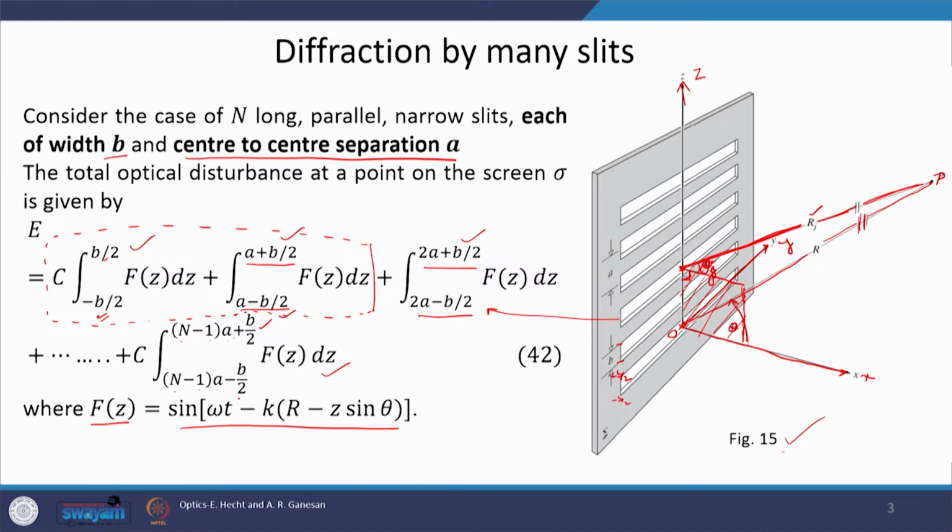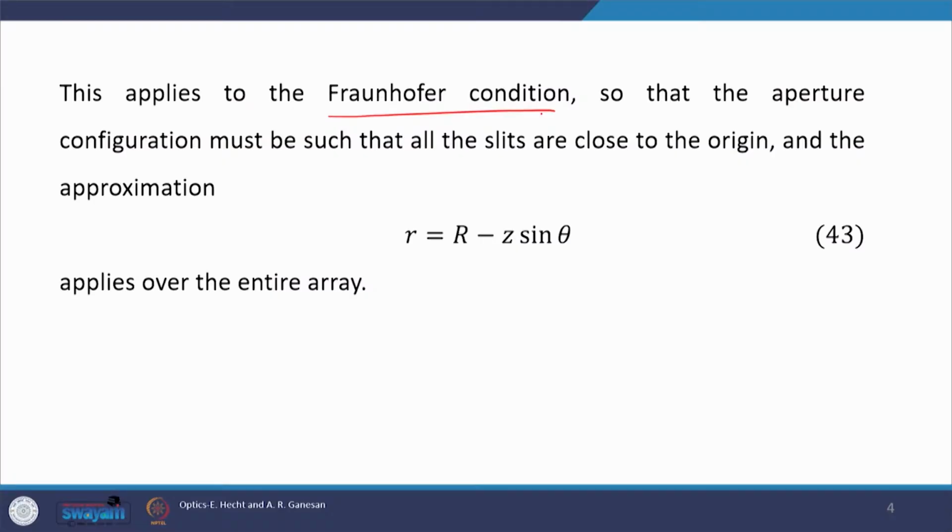Now out of all these integrals we will pick the integral for the jth slit. We will solve this and then sum over j. Since we are in the Fraunhofer regime, Fraunhofer conditions apply here, and therefore the aperture configuration must be such that all slits are close to the origin and this approximation is valid, and we assume that this is applicable over the entire array of the slit. This we derived in case of single slit. This is the Fraunhofer condition.